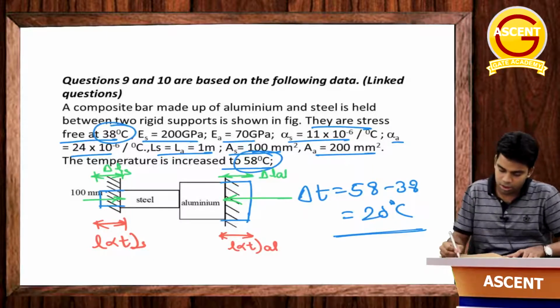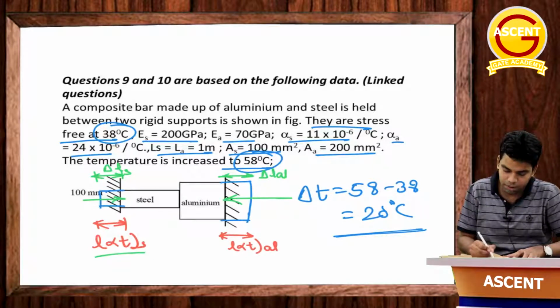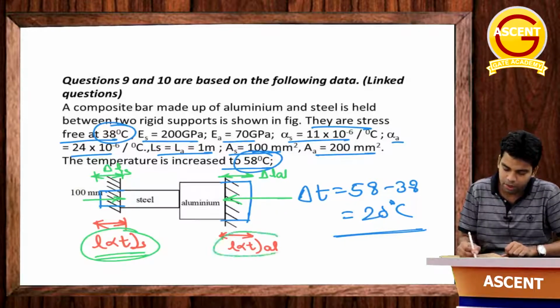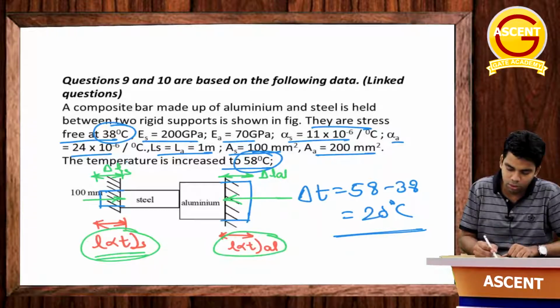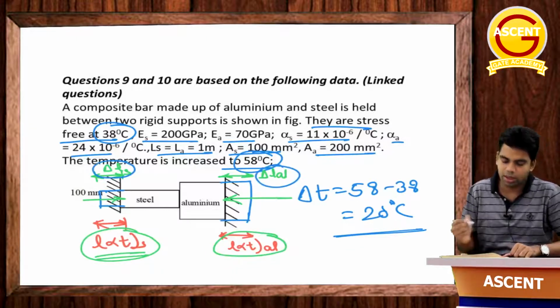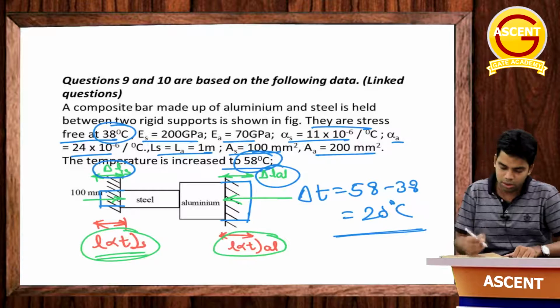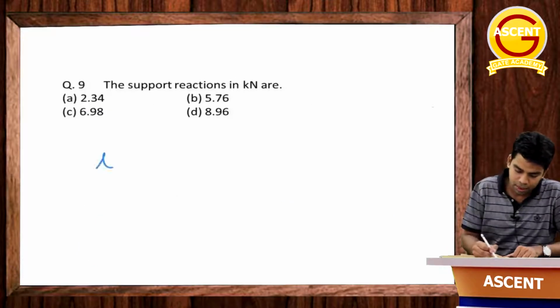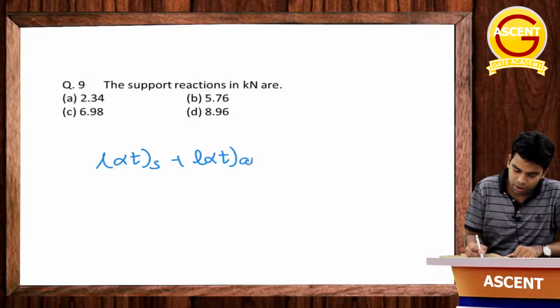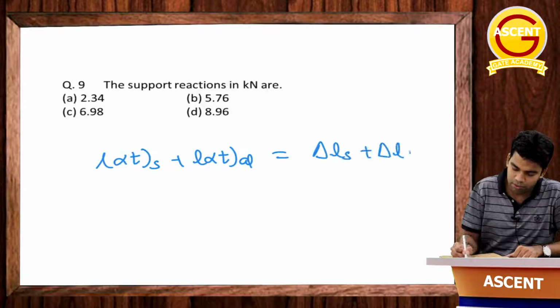Just by geometry we know that Lα T of steel plus Lα T of aluminum is equal to ΔL of steel plus ΔL of aluminum. So just put the value: Lα T of steel plus Lα T of aluminum is equal to ΔL of steel plus ΔL of aluminum. Length of all is the same.